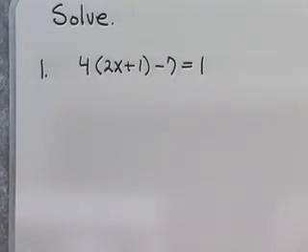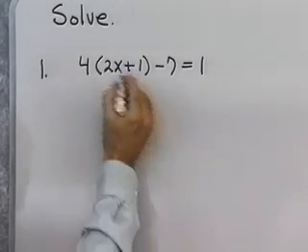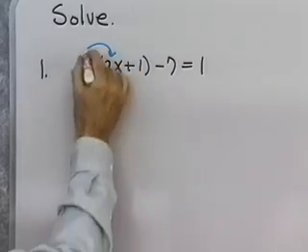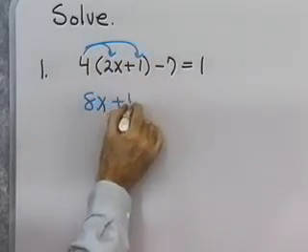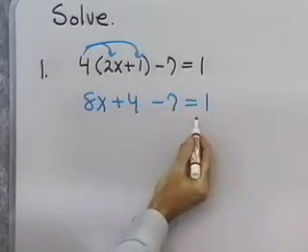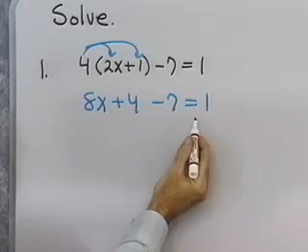4 times 2x plus 1 minus 3. I can apply the distributive property, so I do that. 4 times 2x is 8x. 4 times 1 is 4. Minus 7 is equal to 1. There's no fractions or decimals, so I'm not going to consider that part of step 1.